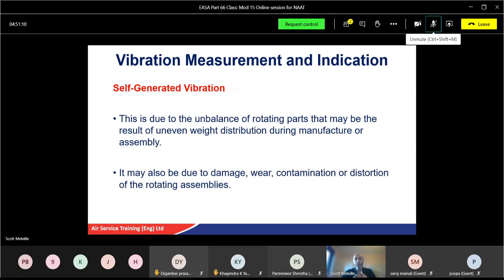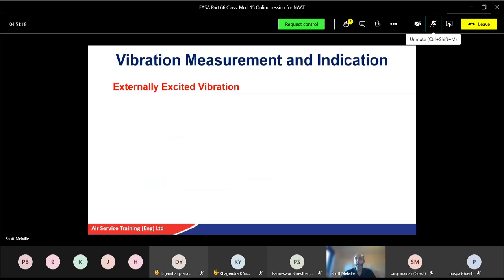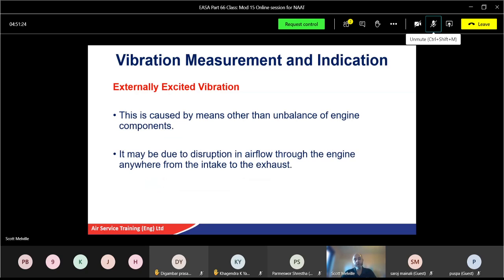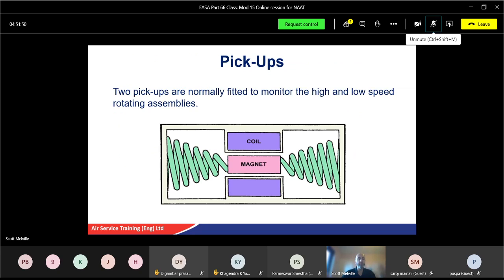But again, damage, wear, contamination, distortion of a rotating assembly, just normal use, can cause vibration as well. Externally, it is caused by means other than the balance of the engine components. That may be due to disruption of airflow through the engine. So if you go back to your CVG, your ACC and your RACC, they maintain the tip clearance for the compressor and turbine blades. If that's too small or too large, we'll get buffeting of air going past or slowing it down, and that can cause vibration purely from air. So you can make the blades vibrate, giving an indication of vibration, which will be transmitted through the engine.